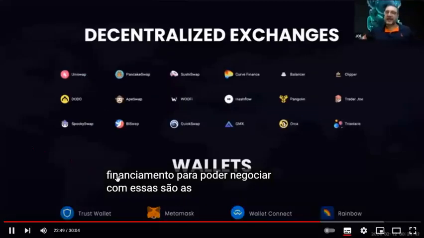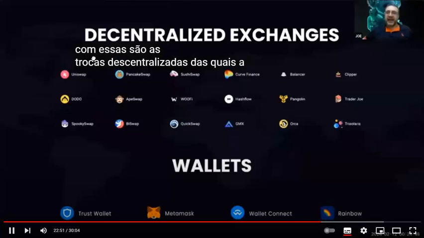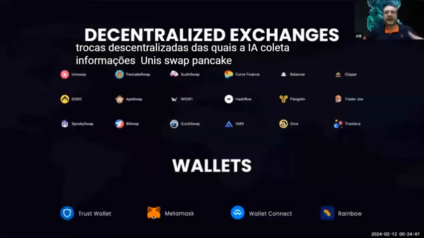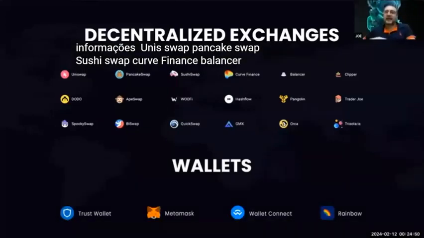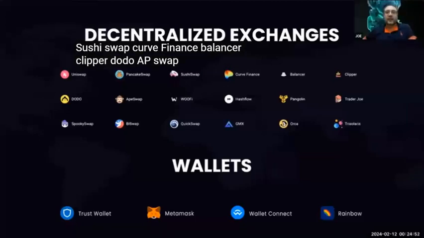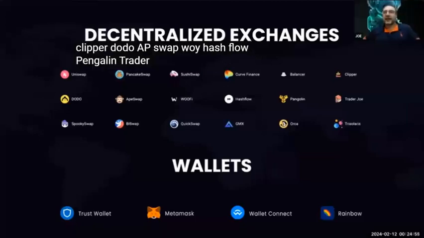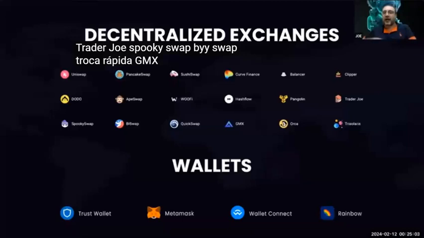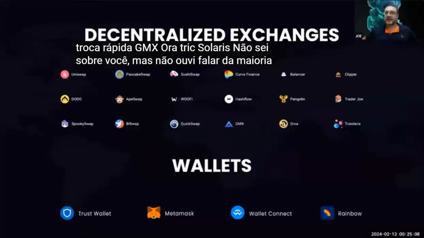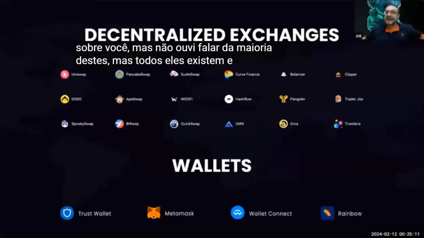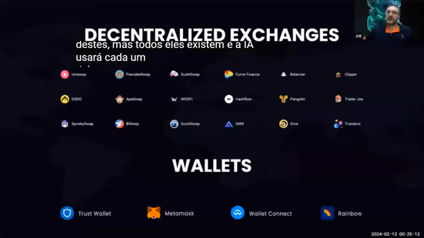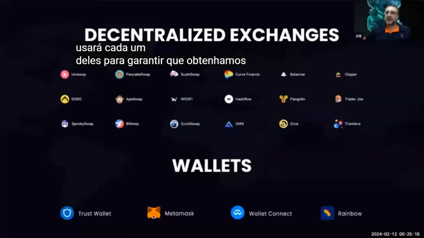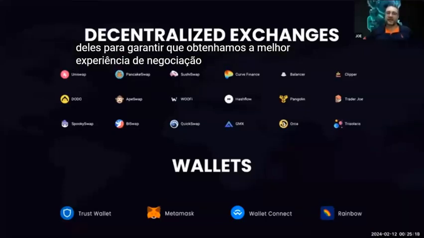These are the decentralized exchanges that the AI gathers information from. Uniswap, PancakeSwap, SushiSwap, Curve Finance, Balancer, Clipper, Dodo, ApeSwap, Woofy, Hashflow, Pangolin, Trader Joe. That could be me, Trader Joe. SpookySwap, BuySwap, QuickSwap, GMX, Orca, Trisolaris. I don't know about you, but I haven't heard of most of these. But they all exist, and the AI is going to be using every single one of them to make sure that we get the best possible trading experience.